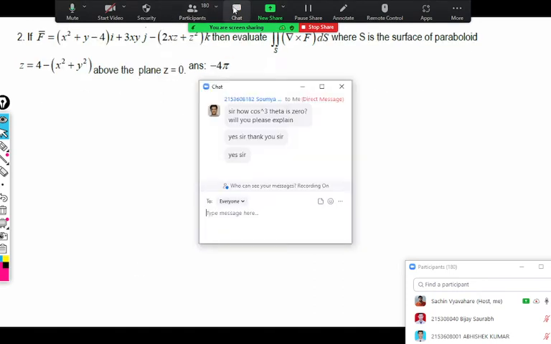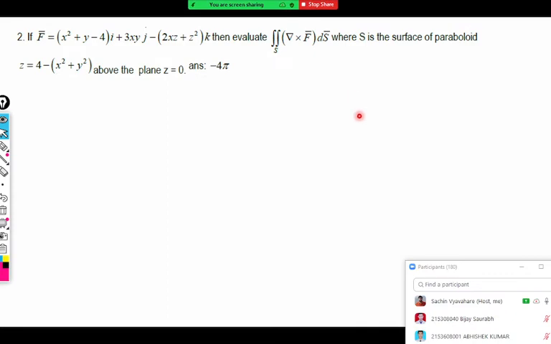So question number 2 is on the screen now. It is exactly a similar question. We have F bar. We have to evaluate the surface integral over the surface of a paraboloid.